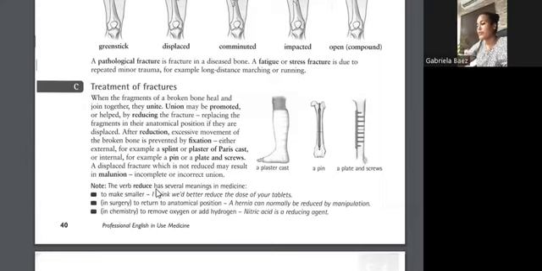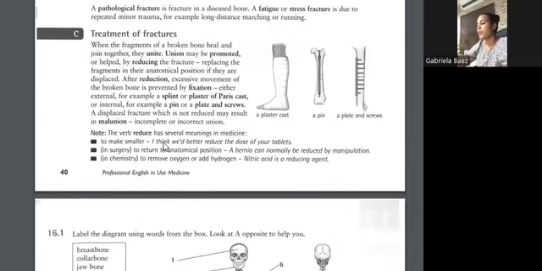Note, the word reduce has several meanings in medicine. To make smaller: I think we had better reduce the dose of your tablets. In surgery, to return to anatomical position: a hernia can normally be reduced by manipulation. In chemistry, to remove oxygen or add hydrogen: nitric acid is a reducing agent.